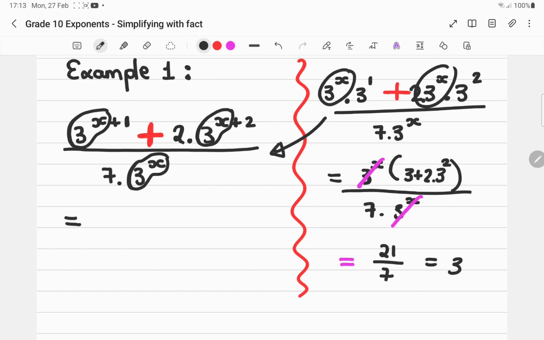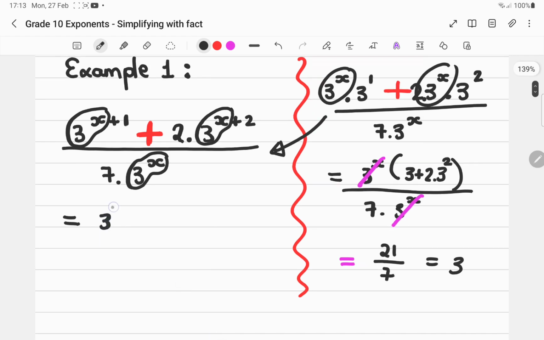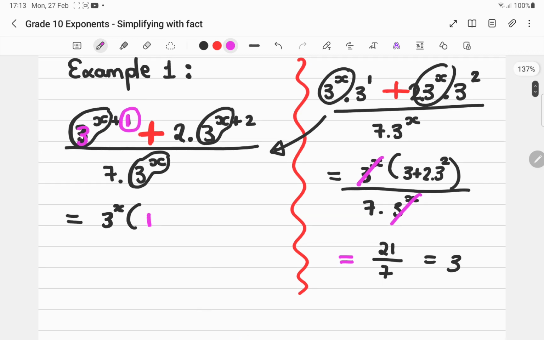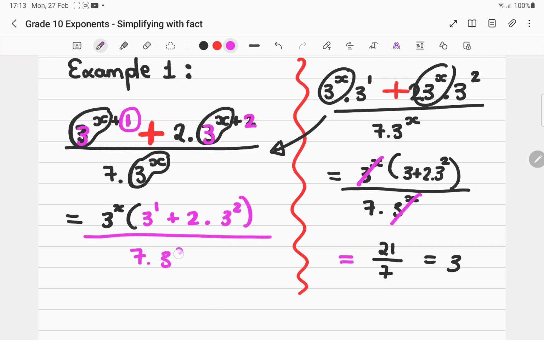There's a quicker way. So can you see at the top here, I'm just going to take out 3 to the power x. Why? Because I can see that they are common in both sides. But then what is left is you must make sure that this 3 is 3 to the power of 1 that's left. That exponent that's left is not just 1, it's 3 to the power of 1. Plus, there's a 2 left, times 3 to the power of positive 2. Okay, over 7 times 3 to the power x, and then you divide out, and then you also get 3.